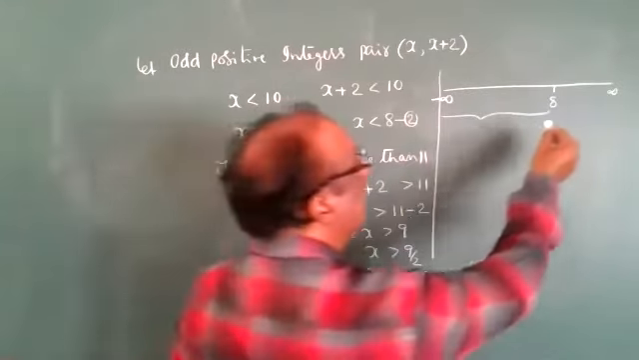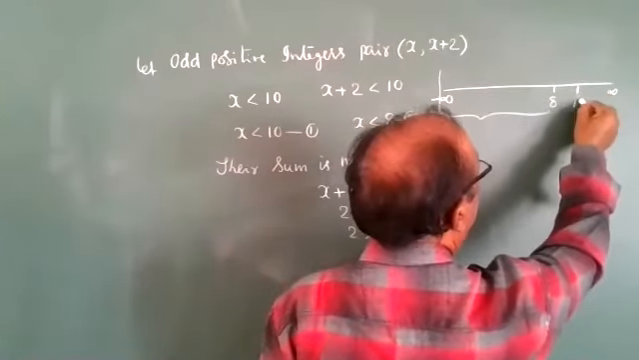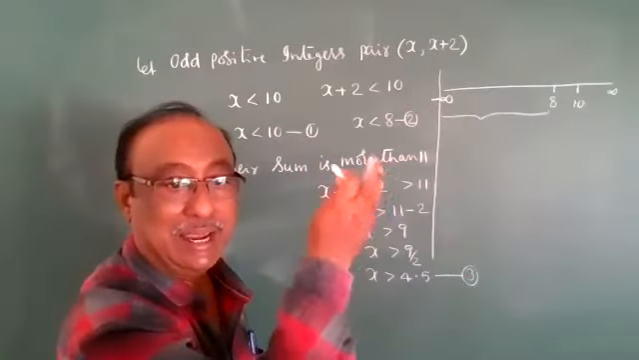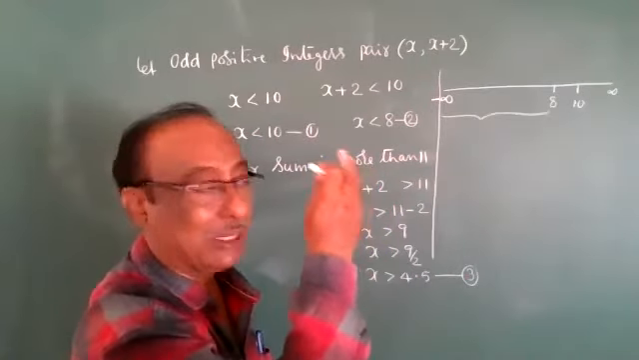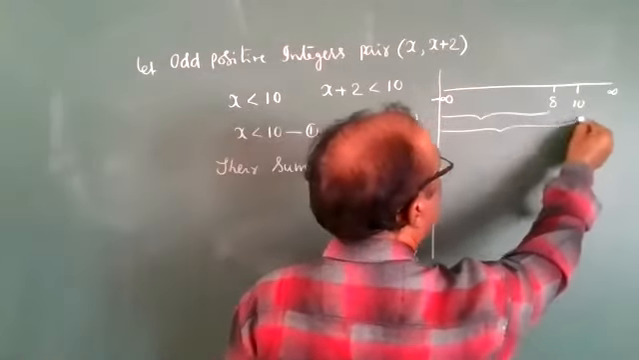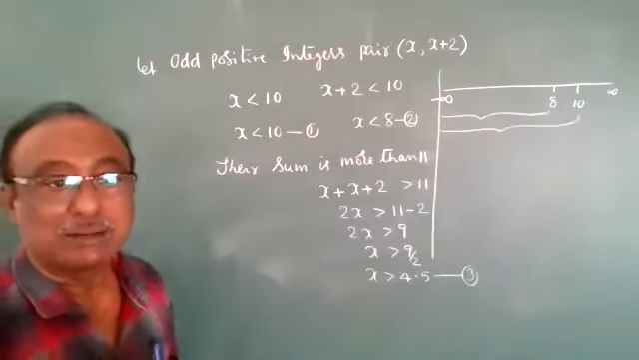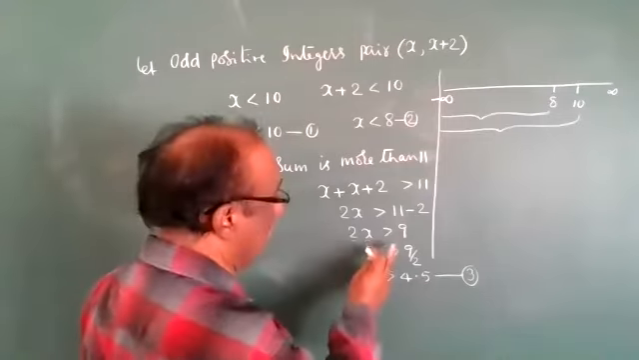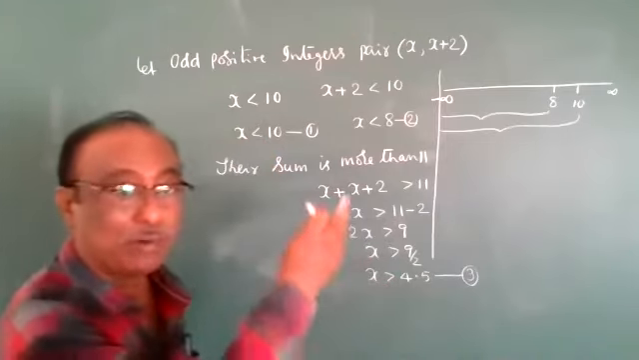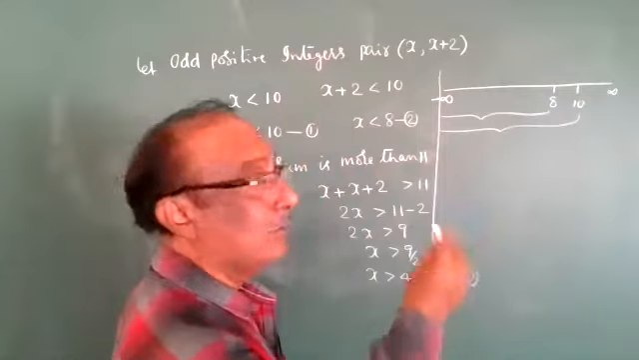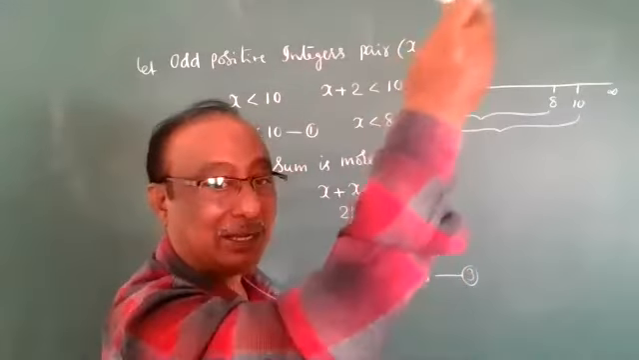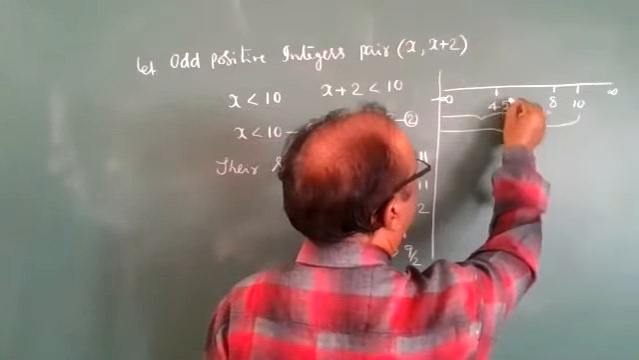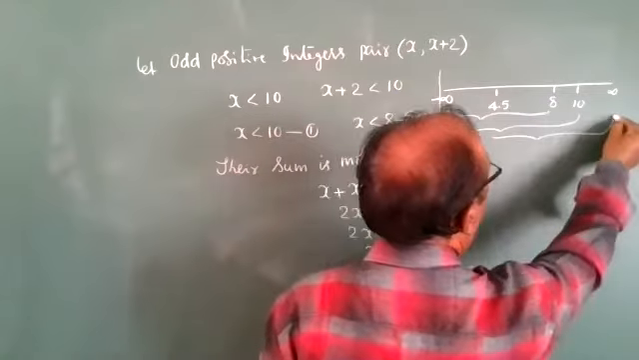Second one, we can take 10. I am taking 10 here, going on decreasing, less than 10: 9, 8, 6, 5, 4, 3, up to minus 10. Less than 10 means decreasing. Okay, the point is clear. Now x greater than 4.5. Greater means increasing: 4.5, 5, 6, 7, 8, 9 up to infinity. From 4.5 increasing up to infinity.